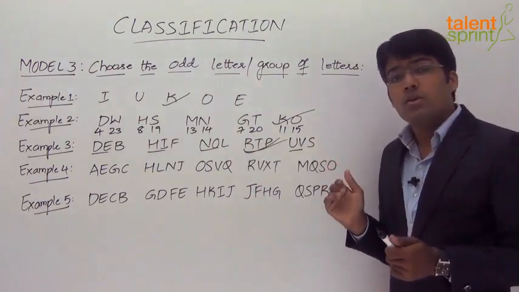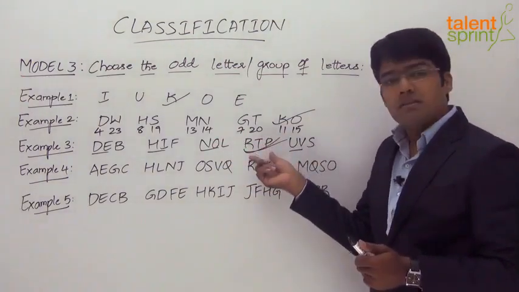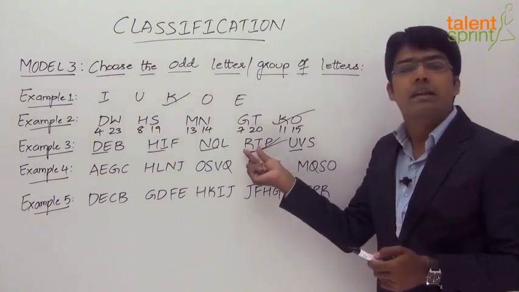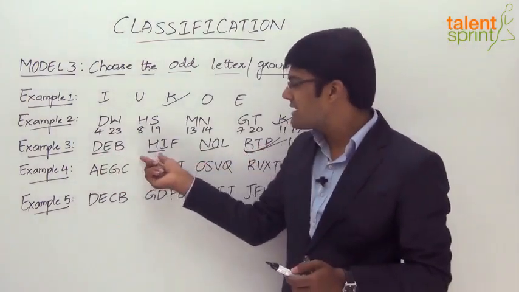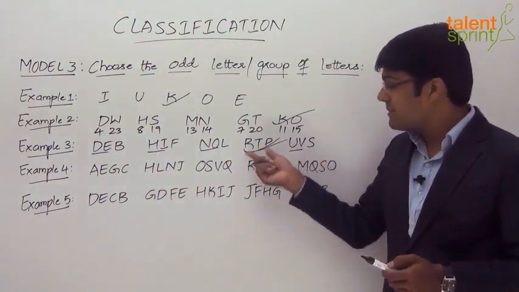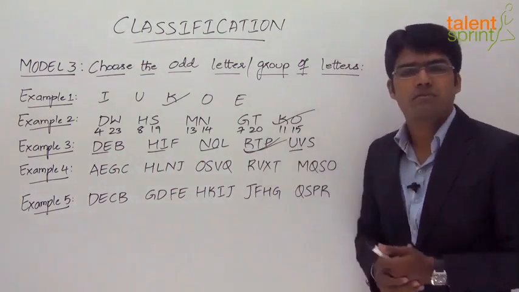But what is not there in the fourth option is the relationship in the first two letters, right? What did we see? The first two letters are consecutive in the remaining 4 options except option number 4. Hence option 4 is the odd one.